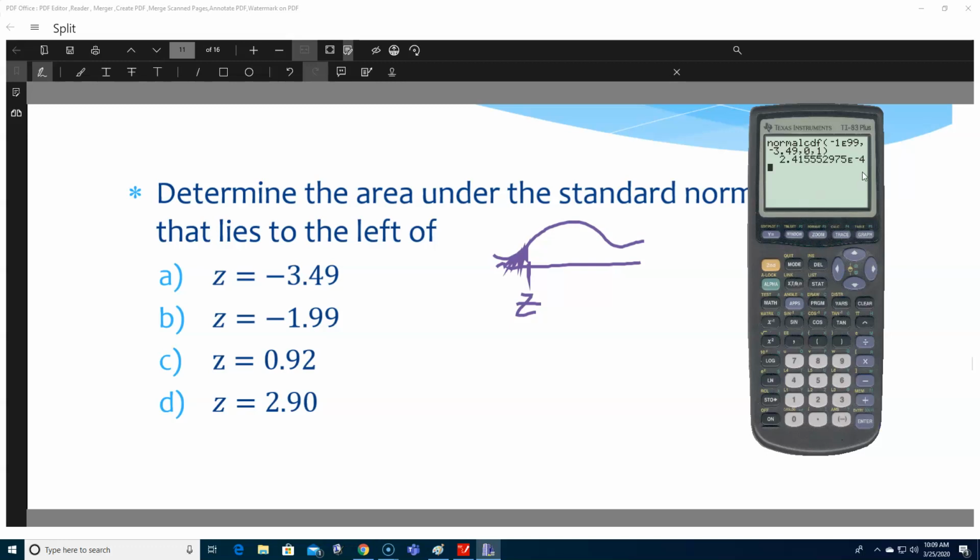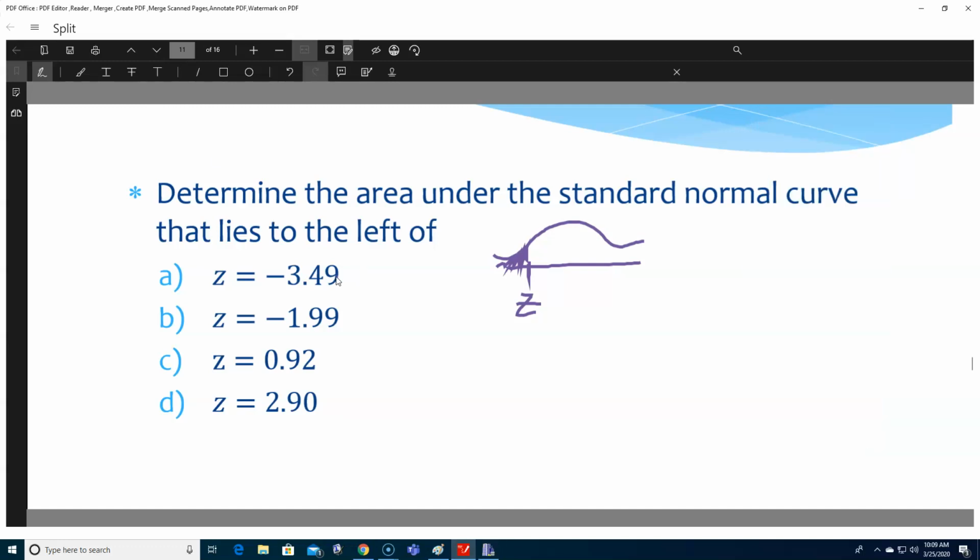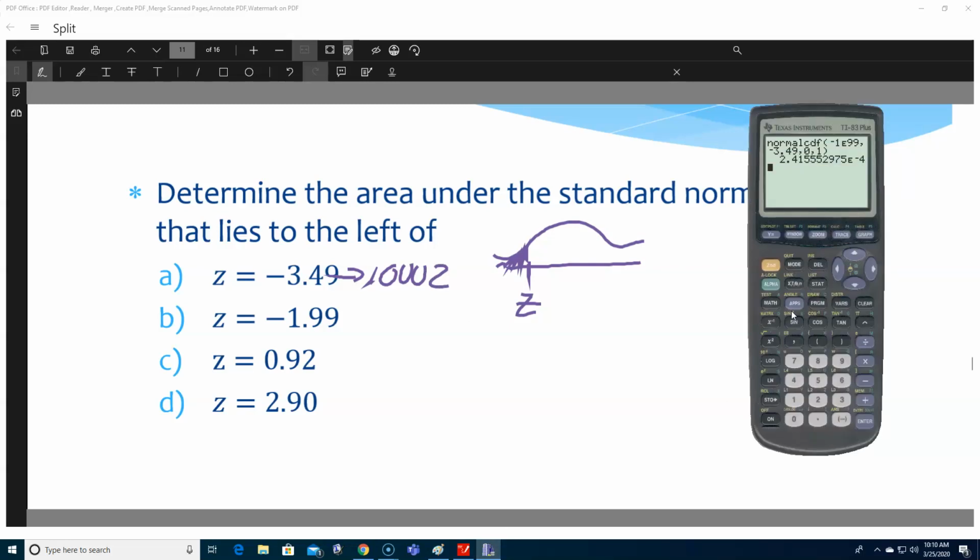We hit enter. That gives us our area. That gives us our probability. We get 2.415552975 e to the negative 4. Again, e to the negative 4 means we have a really tiny number. So the area associated with this value, 0.0002. There's your answer. That's it.